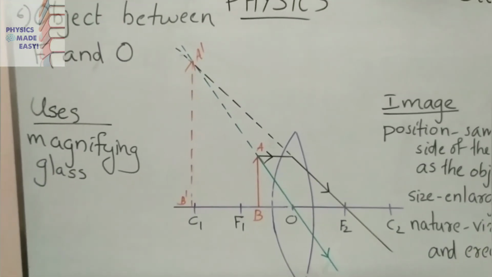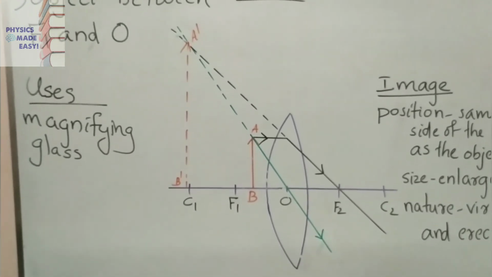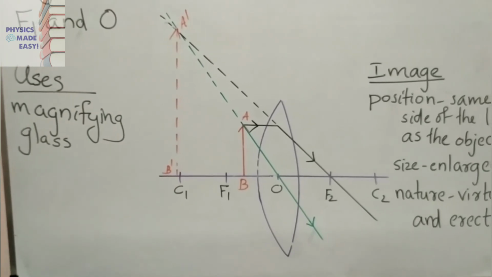So children, now you have an idea about the image formation by a convex lens. Next class we have to study about the concave lens.